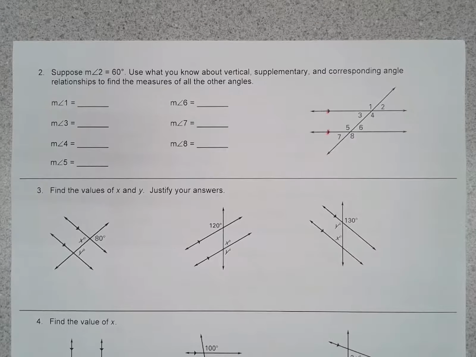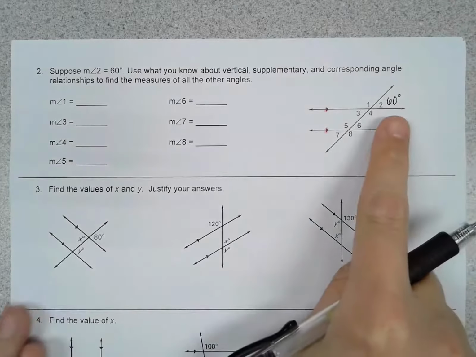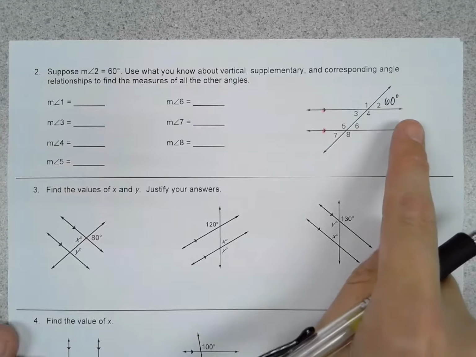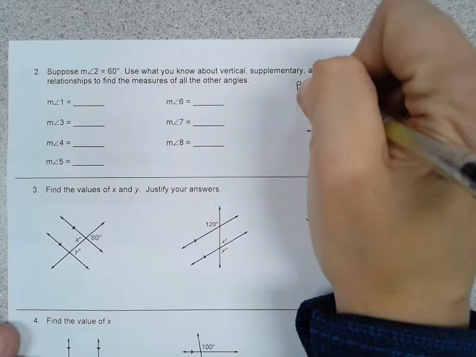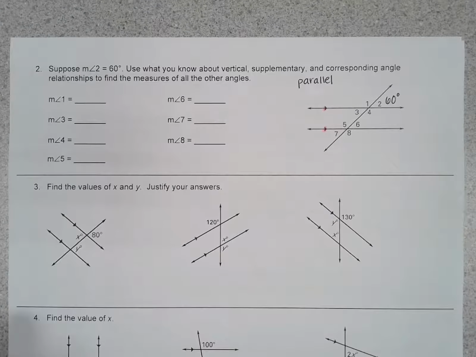angles matching up. They tell you that the measure of angle 2 is 60 degrees. I like to write that on the picture so that I can see where the 60 degrees goes, but that's optional. I'm also going to write down the word parallel, just so that you remember later why you highlighted those things. All right, if angle 2 is 60 degrees, I can go around in a circle.